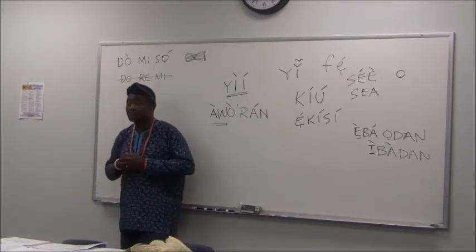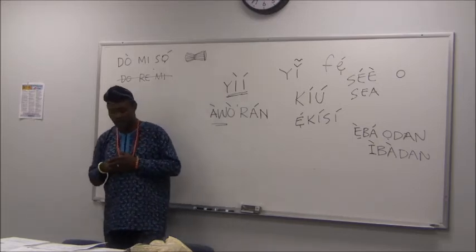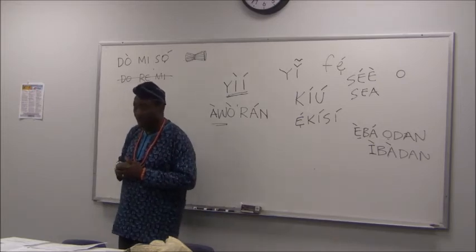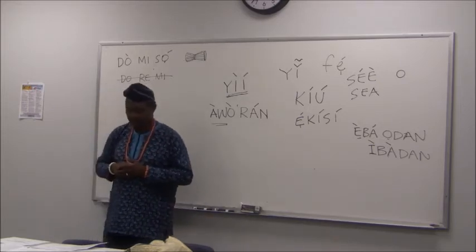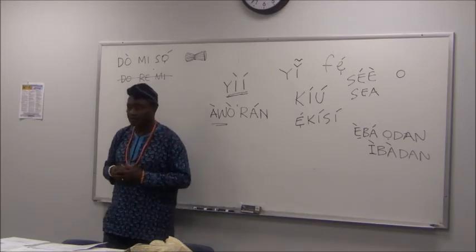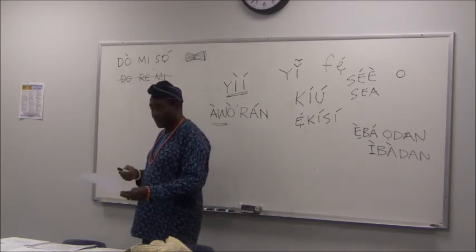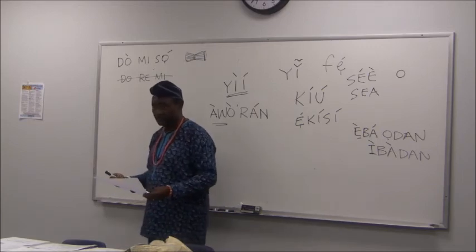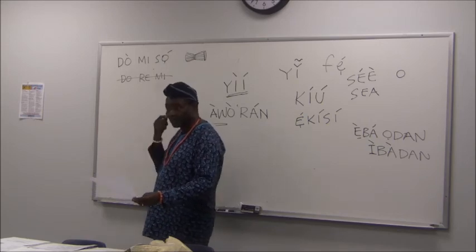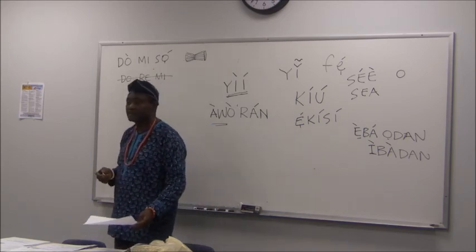Ṣé wàá wá? Ṣé wàá wá? Will you come? Màá wá. Say màá wá. Màá wá. I will come. Yes, I will come. This is what you use in conversation with your friend. He's going out and your friend wants to take you out. And you say, ṣé ò ń bọ̀? Or you're just talking on the phone. Ṣé ò ń bọ̀? Mò ń bọ̀. Ṣé wàá wá? Màá wá. That is, she will come.